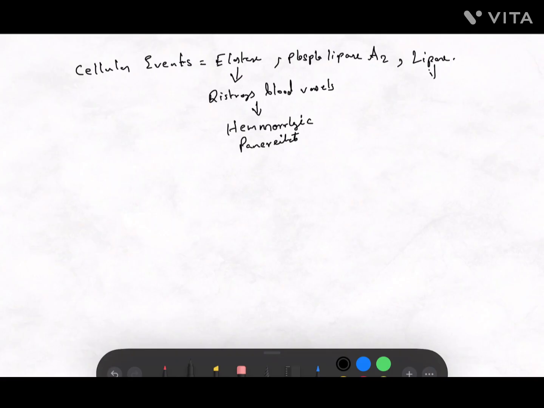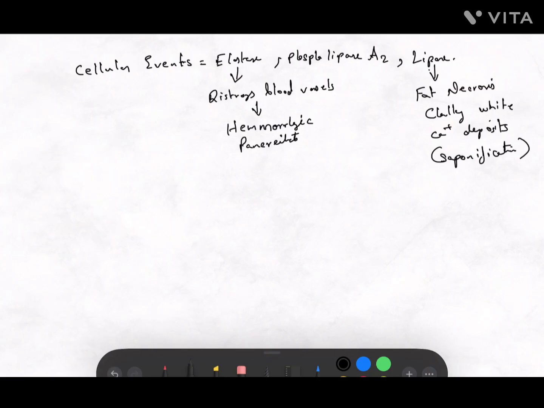Next we can see lipase. This lipase will cause fat necrosis, and whenever you see fat necrosis, you can see chalky white calcium deposits, or you can call it saponification. Saponification, if you are not understanding, I already made normal general pathology lectures. In that lecture you can see about this saponification. Okay.